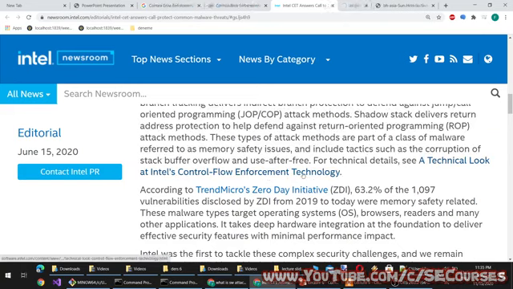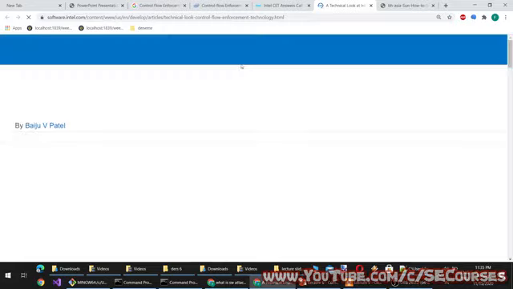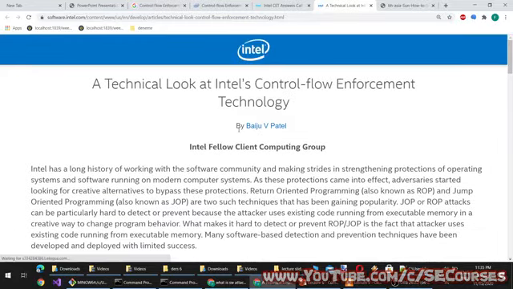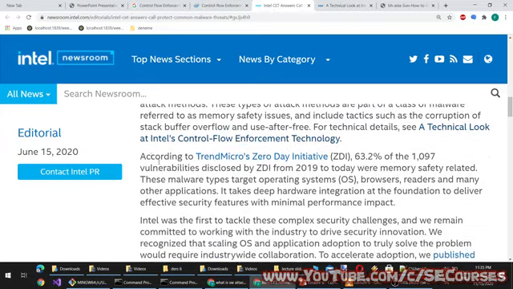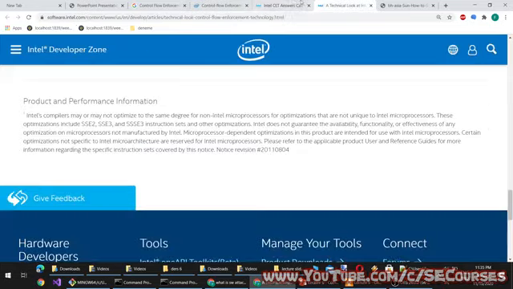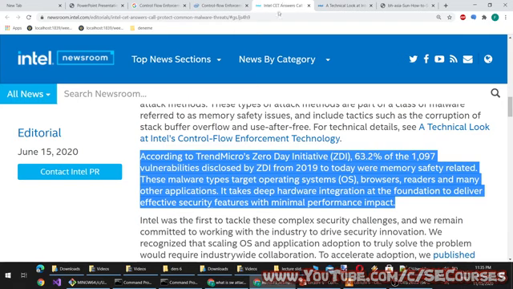Okay, so there is a link, and when I click it, it opens this page, and we have already seen this page, by the way.